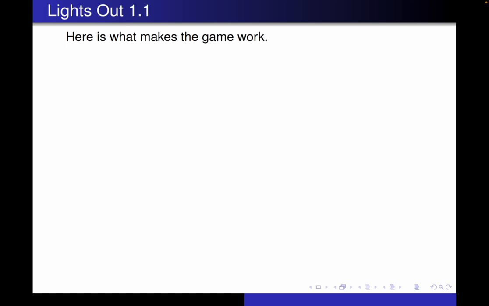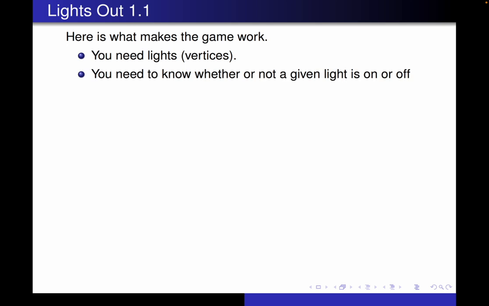So let's see if we can think about what makes the game work to see what's going to enable us to generalize this game to graphs. Well, first of all, we need lights. If we don't have lights, we can't play the game. And those are going to be, when we define graphs, our vertices. We need to know whether or not a given light is on or off. And that may change in the course of the game. That is going to lead us to talk about labelings. We're going to have to label each light on or label it off. And we may change those labels every time we toggle a vertex.